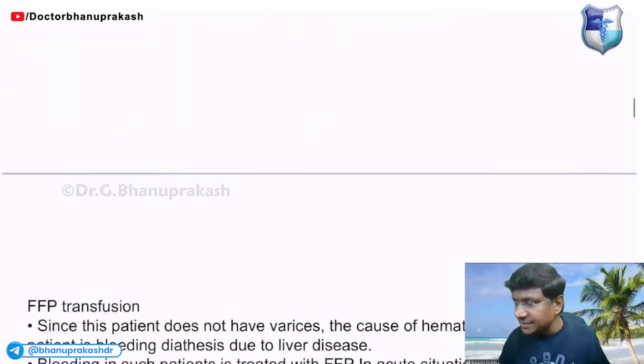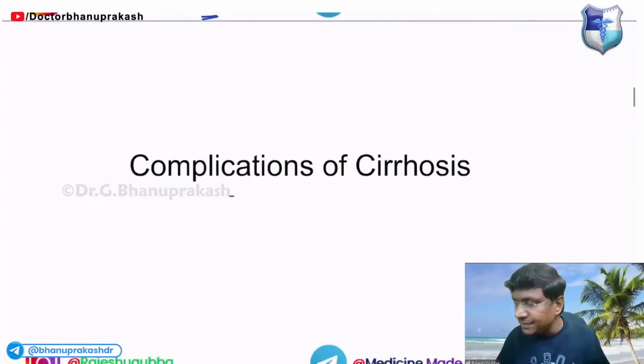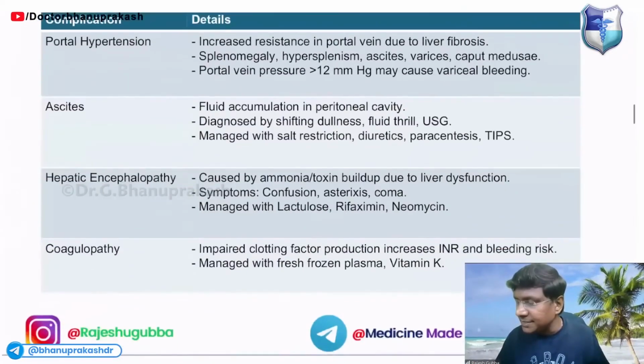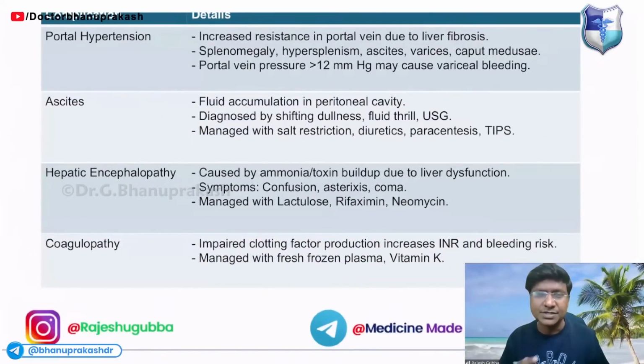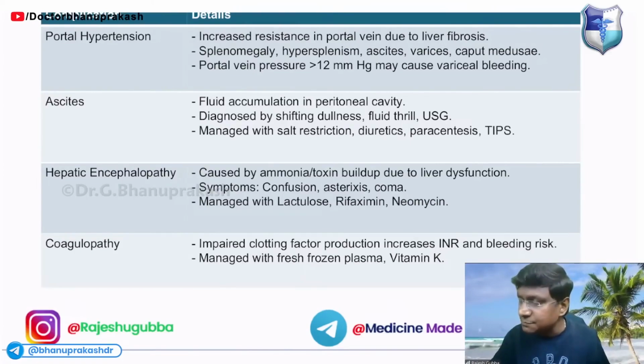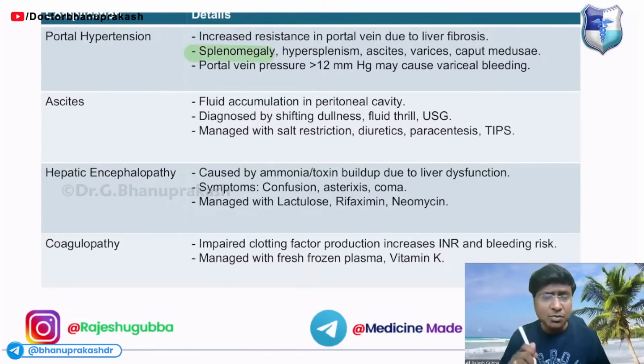I'll be discussing in detail the complications of cirrhosis. The first important complication is portal hypertension. I'll tell you two short questions that they may ask on portal hypertension. One important is splenomegaly. What is the earliest finding in patients with portal hypertension? That will be splenomegaly. That will be the first thing.